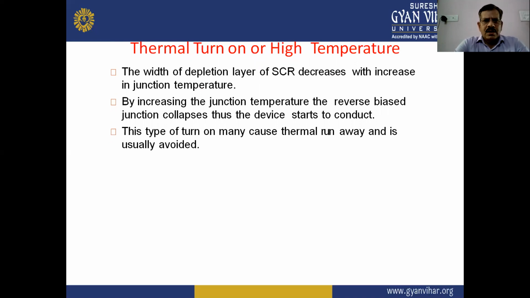First one is thermal turn on or high temperature method. In this method, the width of the depletion layer of the SCR decreases with increase in junction temperature. By increasing the junction temperature, the reverse biased junction collapses, and thus the device starts to conduct. This type of turn on may cause thermal runaway and is usually avoided. So this is the thermal turn on or high temperature method.